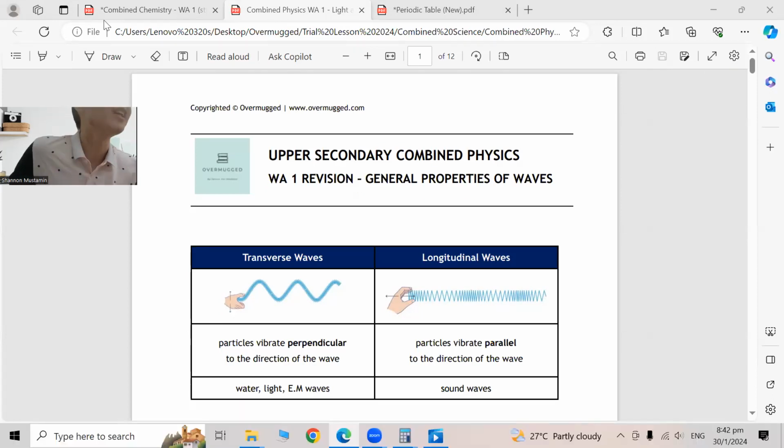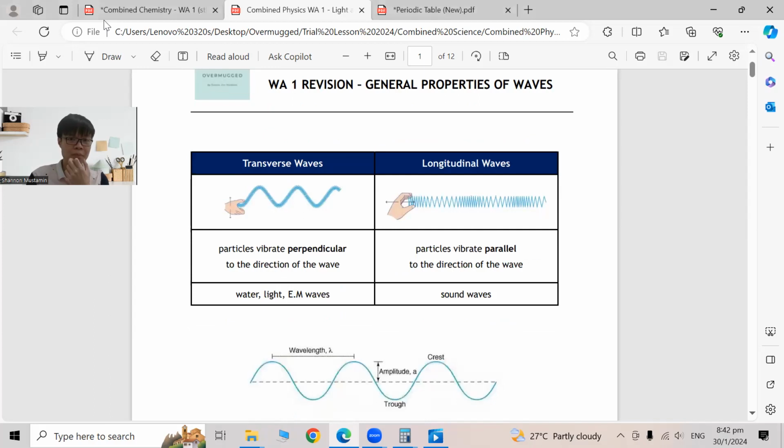Okay. Now we go to physics. We'll start off with waves, after that we'll end off with light. Okay, so what are the main things to know for waves, summarized in two pages only? The first thing that you all need to understand is the difference between transverse waves and longitudinal waves.